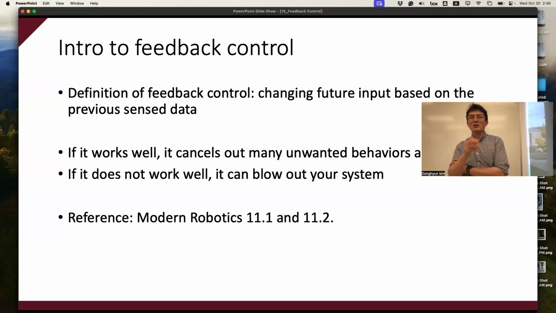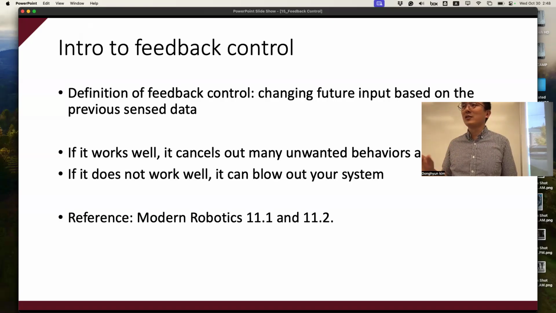So a feedback controller is whatever controller changing the input based on past experience. And this experience in the system is going to be sensor data. So whatever changes the input for the system based on previously sensed measurements, it's feedback control. It can be negative, it can be positive, but feedback control's idea is: I see the past and I'm going to do a better job in the future. If it worked well, it cancels out many unwanted behaviors or errors.